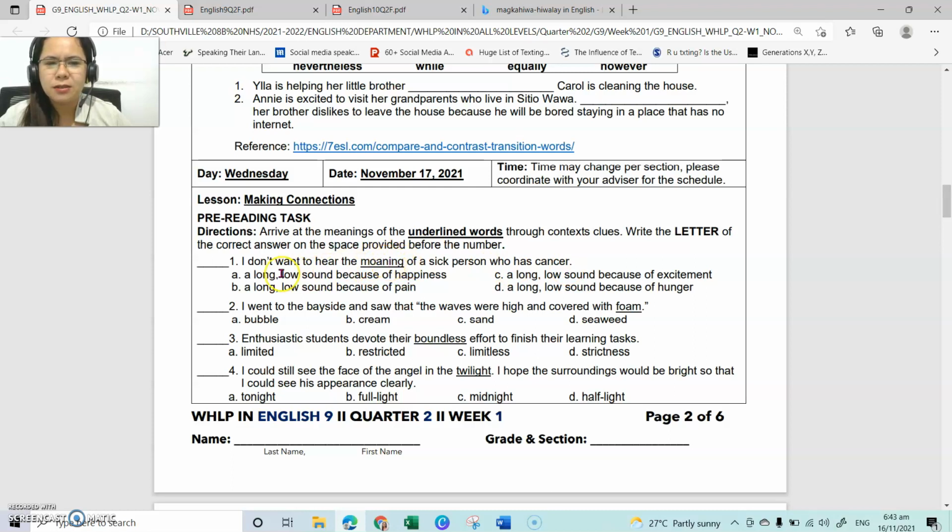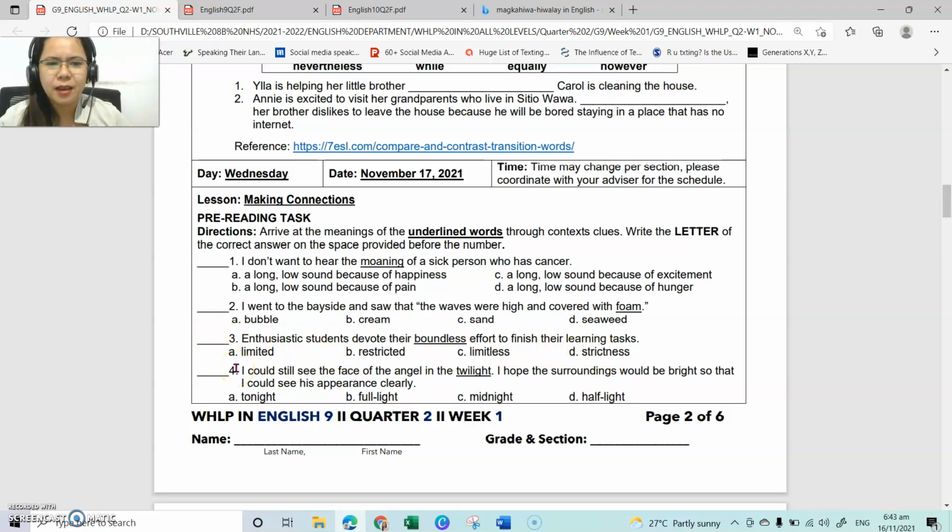Moaning means, so you have to choose your answer here and then write on the space provided. Number 2. I went to the bayside and saw that the waves were high and covered with foam. Foam means, choose the letter of the correct answer and write it here. Number 3. Enthusiastic students devote their boundless effort to finish their learning tasks. Boundless means, choose the letter of the correct answer and write on the space provided.